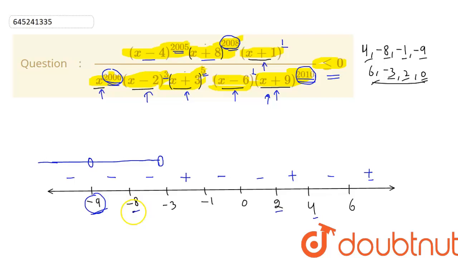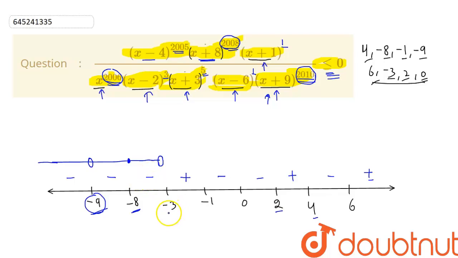Now let us check for x is equals to minus 8. So if we put x is equals to minus 8, then we get this complete expression as 0 from this term. Here we are given that the equality to 0 is also included. So here we include this minus 8 in our solution set. So this is the closed interval.